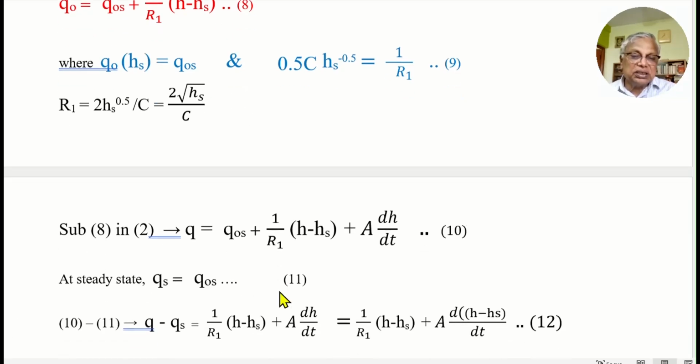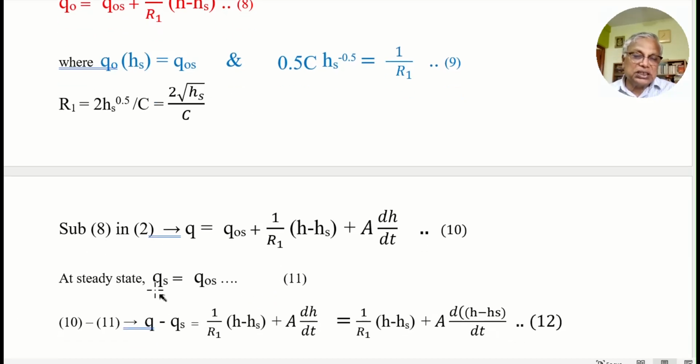Now at steady state, we know that the inlet flow rate equals the outlet flow rate. Qs is the steady state inlet flow rate. The steady state inlet flow rate equals the steady state outlet flow rate, Q naught s. So you have an unsteady state equation.